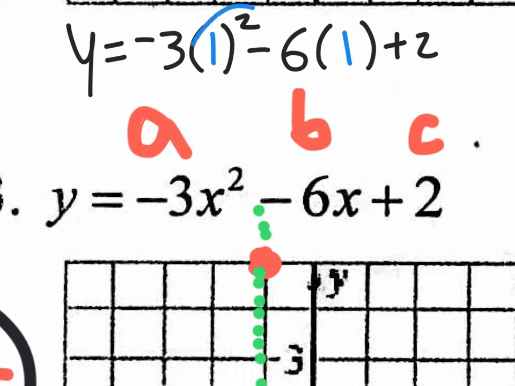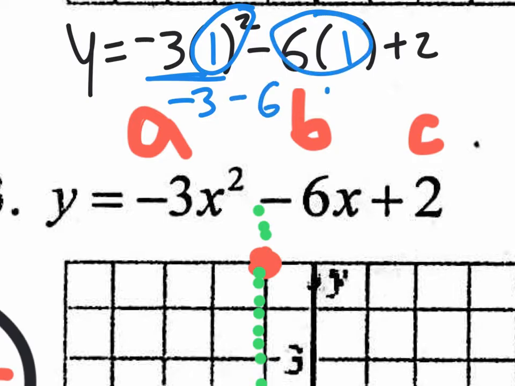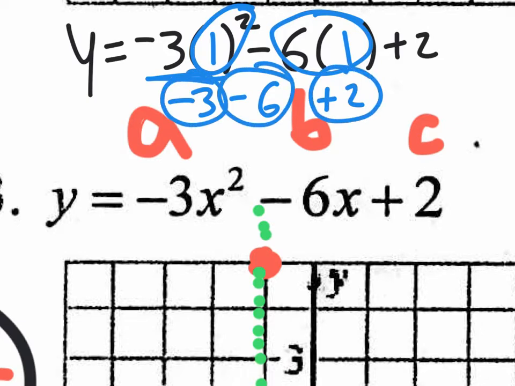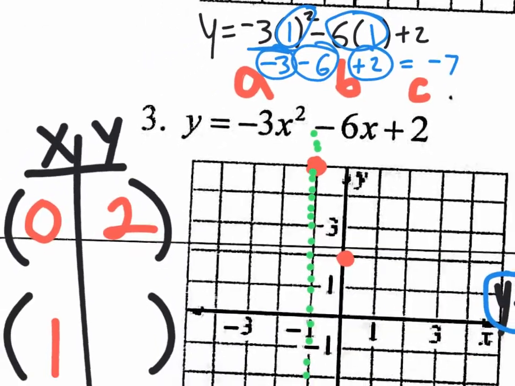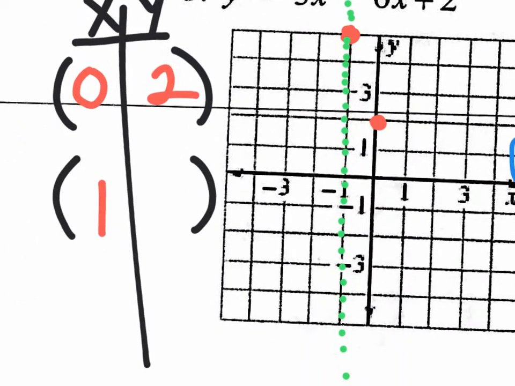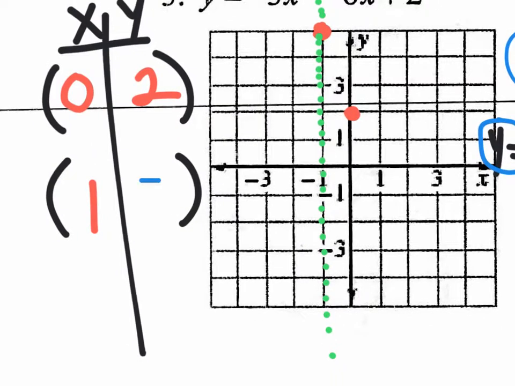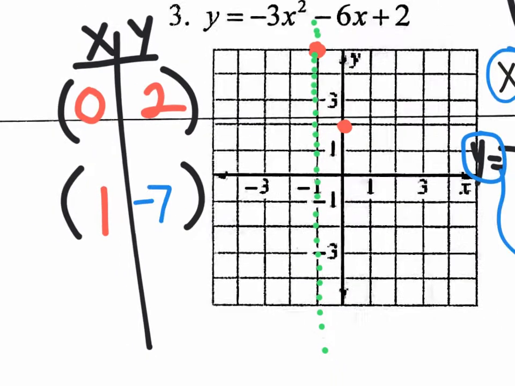If I work this out, 1 squared is 1. 1 times negative 3 is negative 3. 6 times 1 is 6, but with the minus sign, it'll be a negative 6. Bring down the plus 2. Now when you say negative 3 minus 6, that's negative 9. Negative 9 plus 2, that is negative 7. So for the input of 1, we get an output of negative 7.